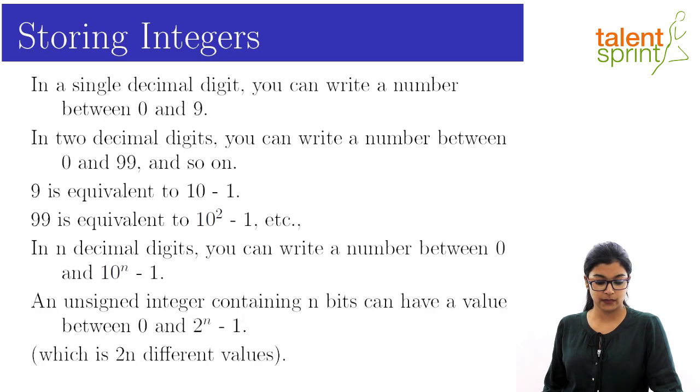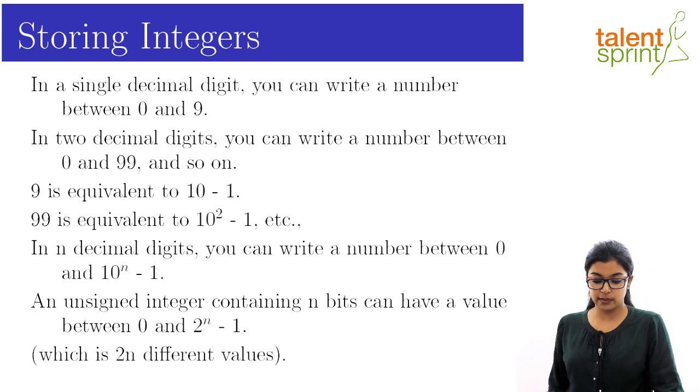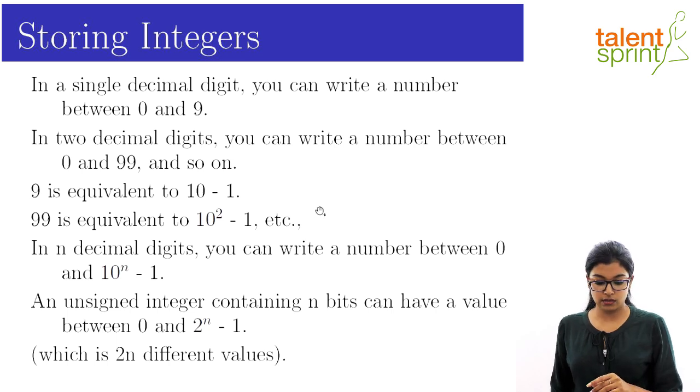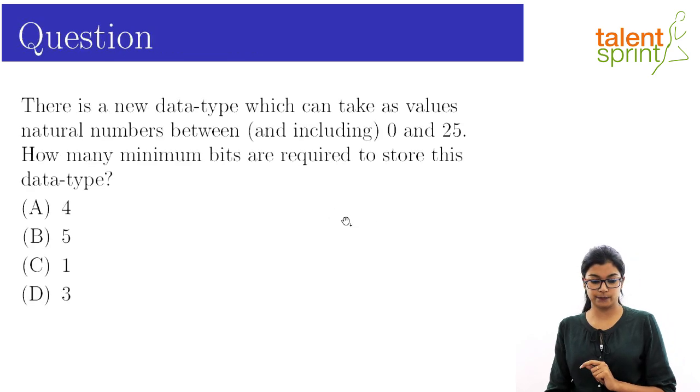Now an unsigned integer containing n bits can have a value between 0 and 2 to the power n minus 1. Remember, we are talking about unsigned integers. We are not considering negative numbers as of now. So an unsigned integer can be represented with n bits from 0 to 2 to the power n minus 1, which gives you 2 to the power n different values.